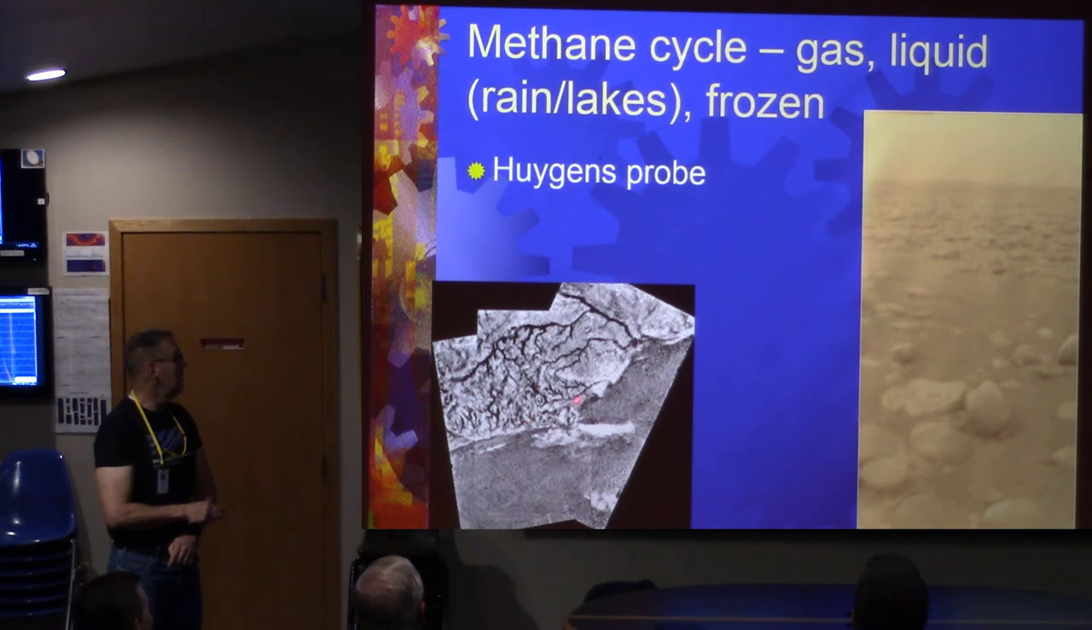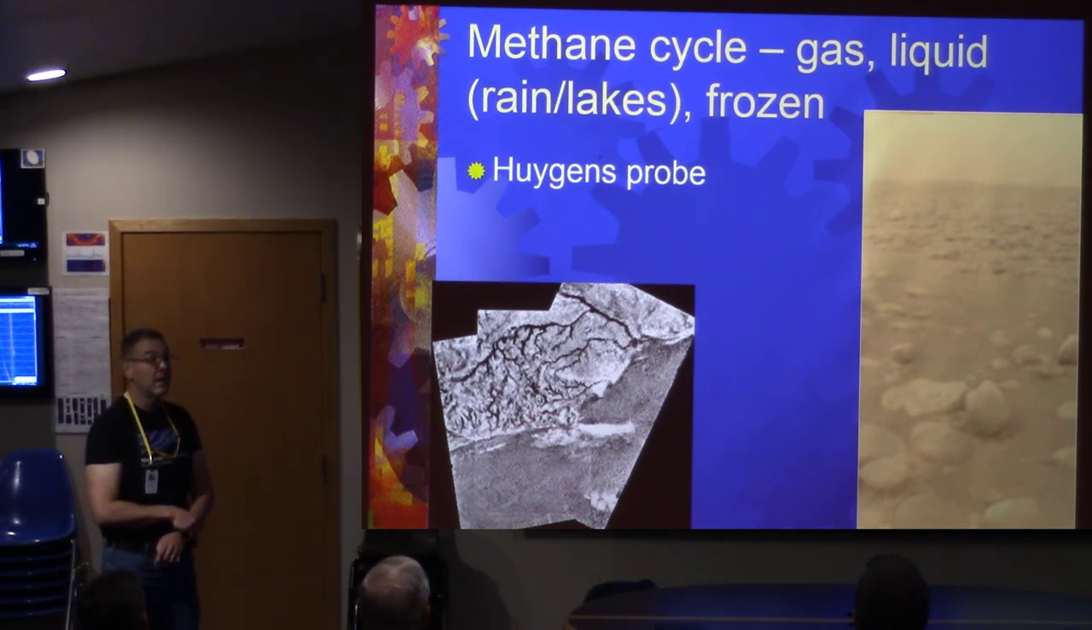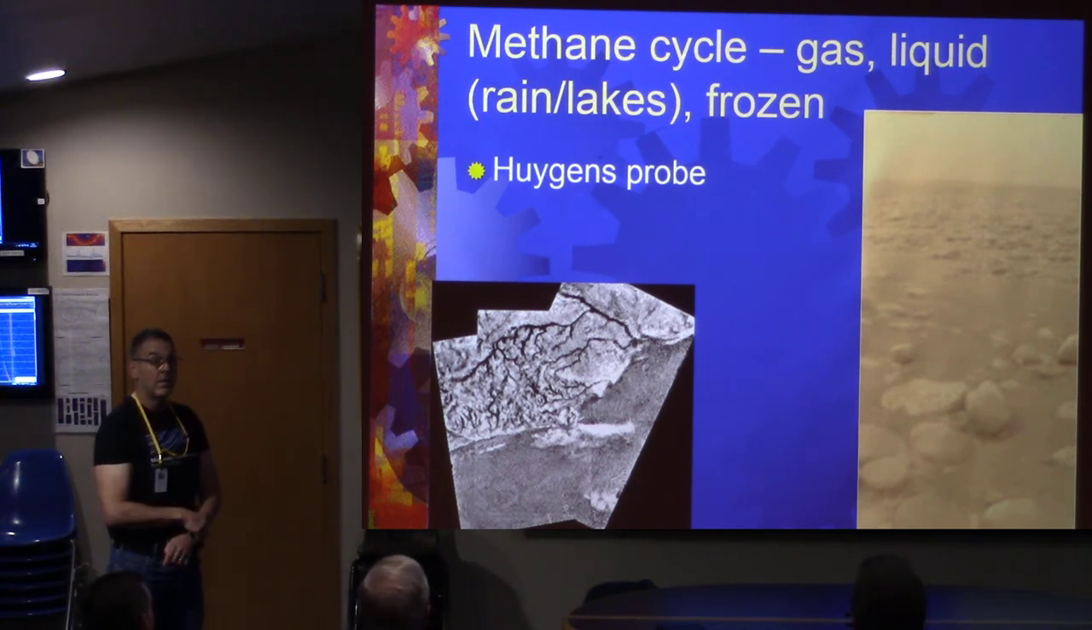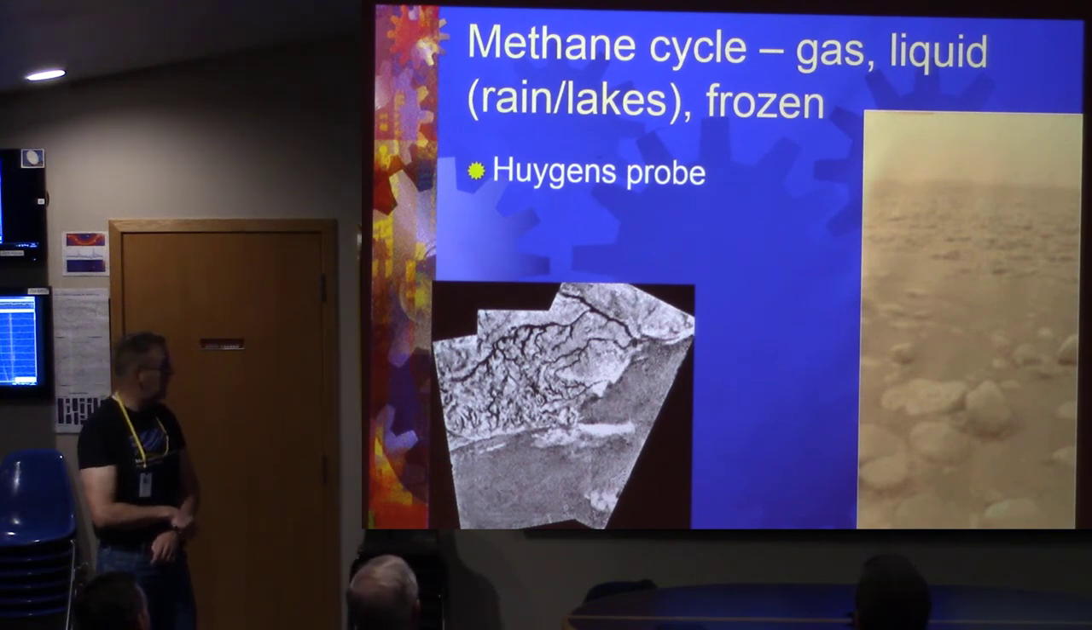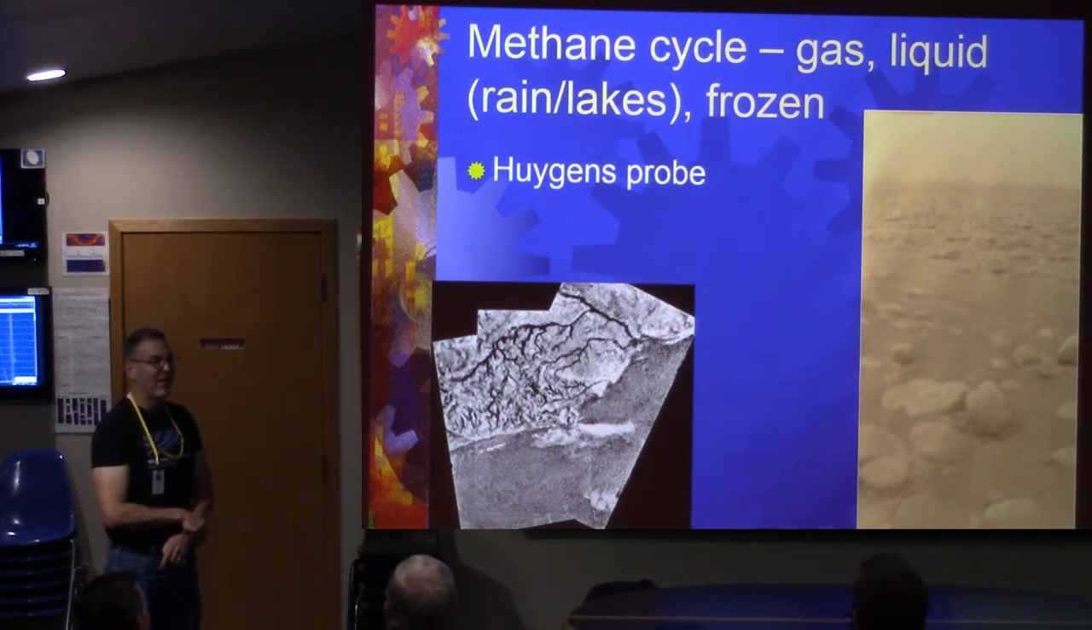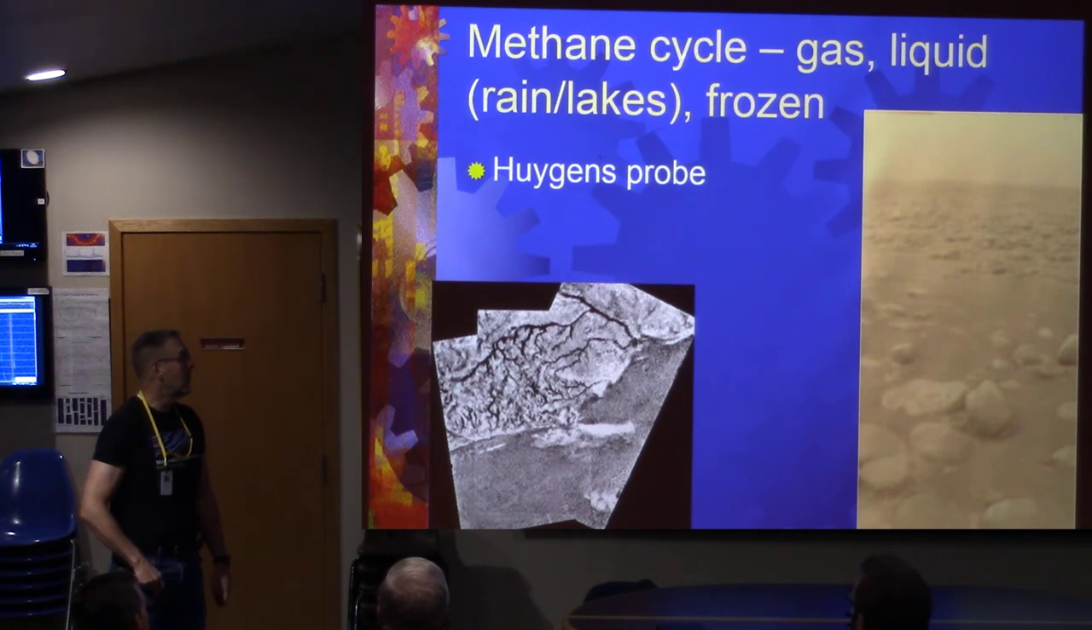This mountain range is all water ice, but it's more solid than most of the rock on Earth. So you'd have to have water mining operations and drilling to get water out. The methane has carved canyons in the ice mountains. It's a very different world than what we experience. Here's a picture at the surface, and all these rounded boulders are water rocks that have been rounded by erosion and rainfall from methane.